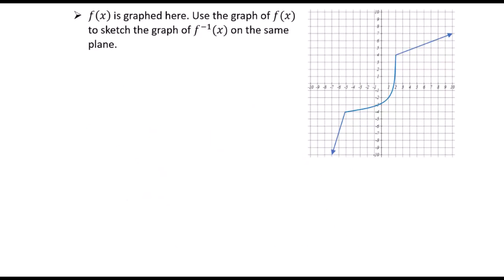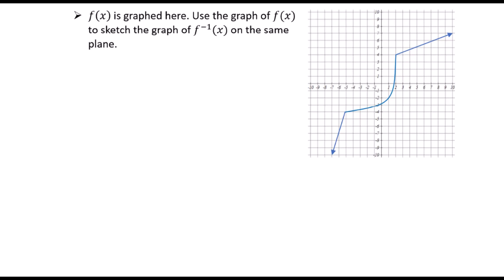Here's a graphical example. f of x is graphed here. Let's use the graph of f of x to sketch the graph of f inverse of x on the same plane. Well, I see three different parts here. I'd like to graph the inverse of those three different parts so that I don't lose track of where I am on the graph.